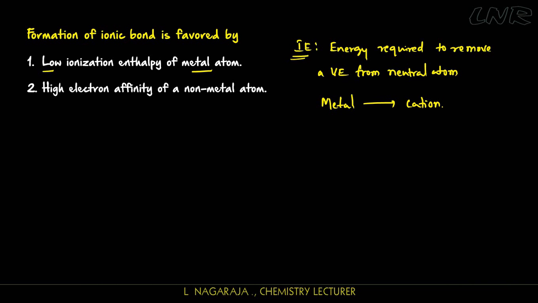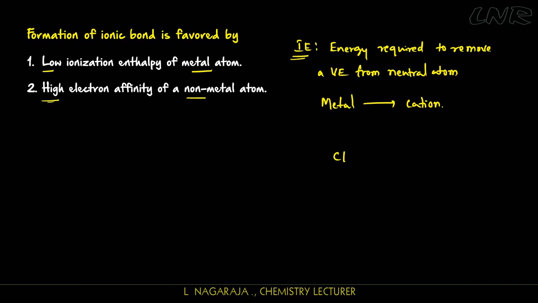And the next point is high electron affinity. Electron affinity is nothing but the amount of energy released when an electron is added to an atom. The amount of energy released when an electron is added to a non-metal must be high. So the greater the electron affinity, the greater the formation of an ionic bond. For example, let us take a non-metal atom, chlorine.